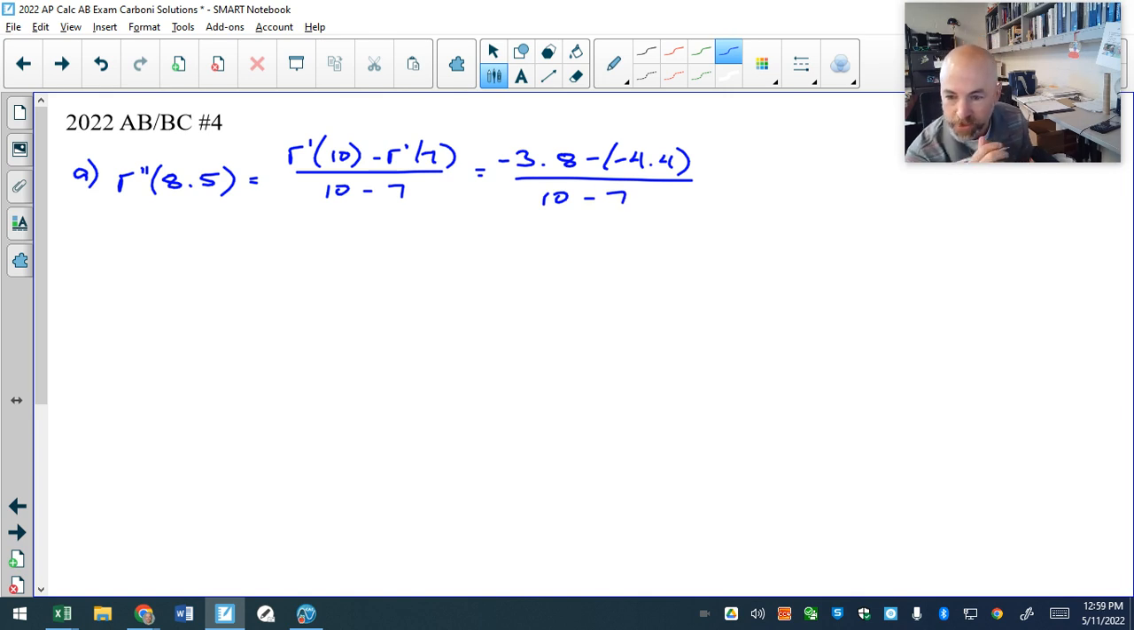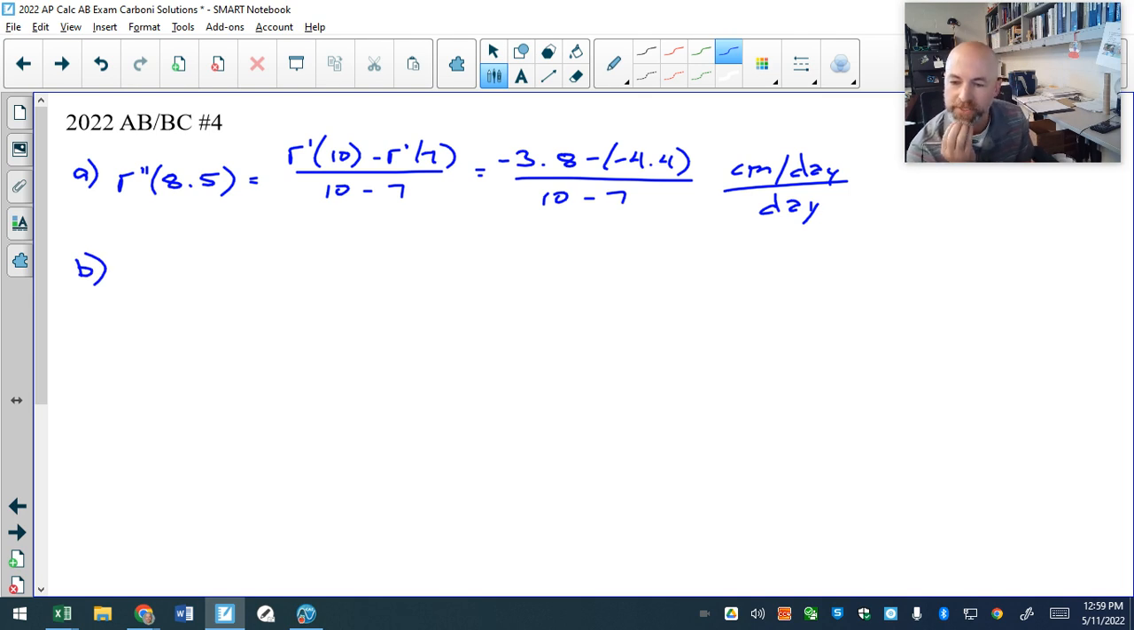Show the computations that lead to your answer and indicate units of measure. So on top, I subtracted r prime, which is measured in centimeters per day. In the denominator, I subtracted 10 and 7, which are units of days. So you could leave it like that. You could say centimeters per day squared. I am not going to clean up that answer because I don't trust my arithmetic. I'm going to leave it exactly like that.